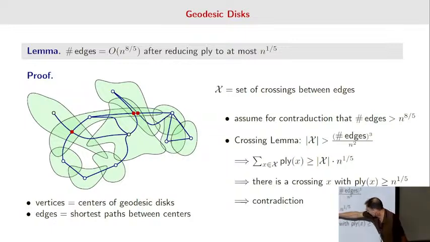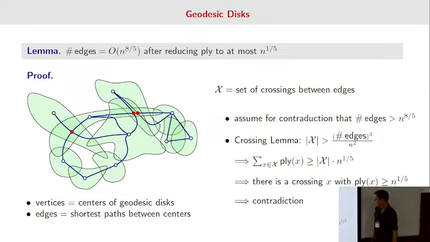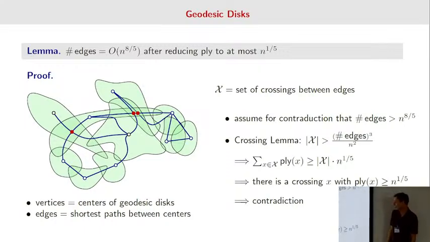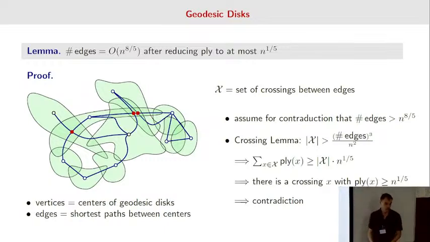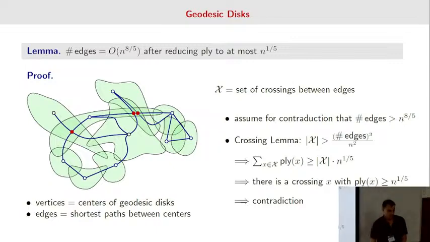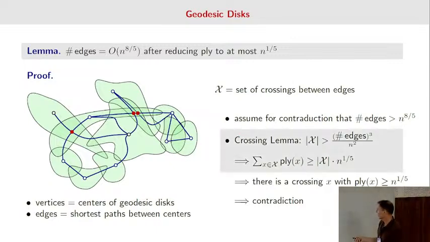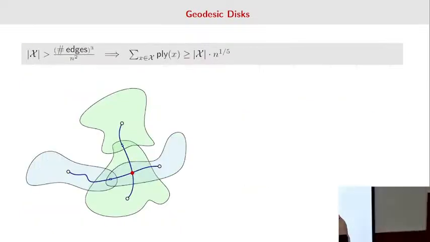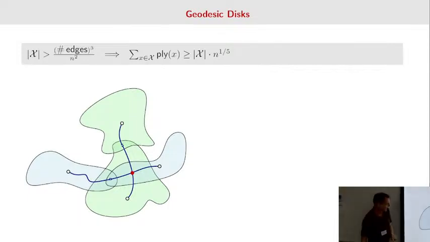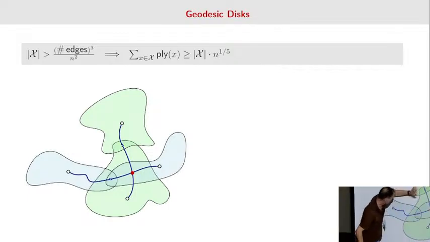And then, okay, if this is the case, then of course there must be one of these crossings whose ply is more than n to the 1/5. Well, that's a contradiction because the ply was small. So the crucial step is really to show that if you have many crossings, then the total ply must be large. And there's a very nice and simple argument. So if you look at a crossing, okay, so this is an edge from this object to this one, I have another edge from this one to this one, and they cross.